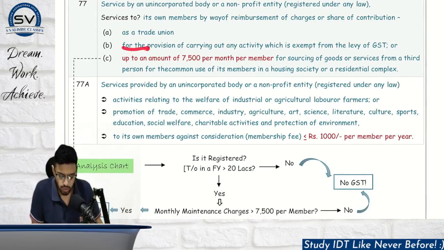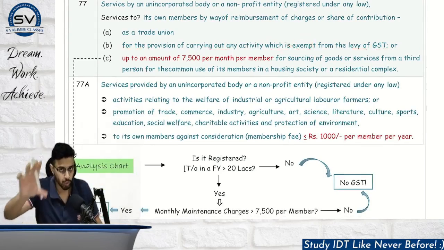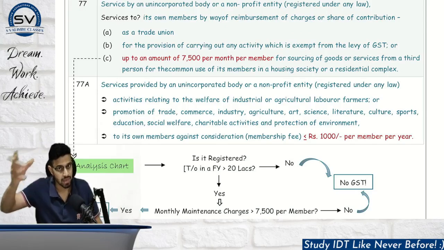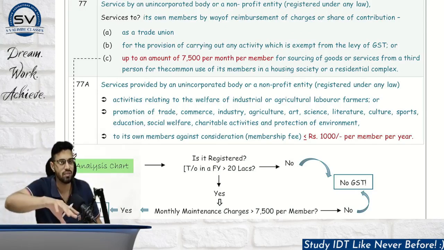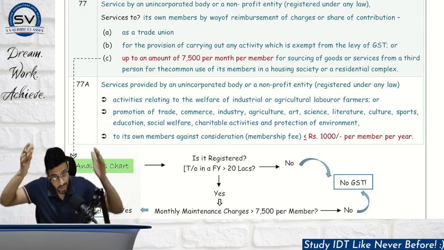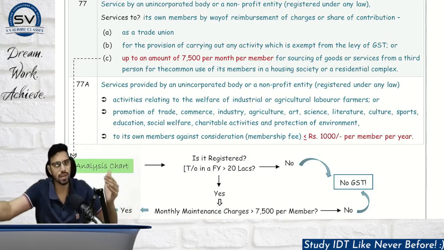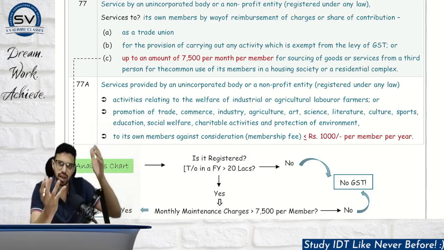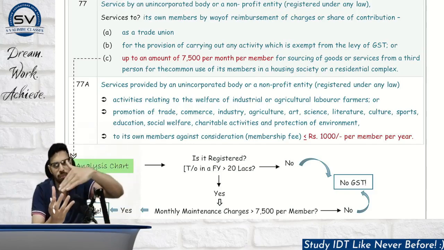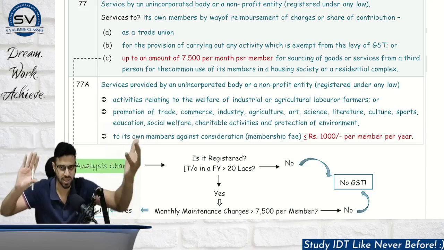Next, for the provision of carrying out any activity which is exempt from the levy of GST. So please understand this properly. That particular non-profit entity body is giving some service which is itself exempt from GST. So if that service is itself exempt, then this common provision of service, which is exempt, by the body to the members against which consideration is charged, that is also exempt, right? So main service exempt, then it is being provided by the body to its members against some consideration, that consideration is also exempt because the main service is exempt.